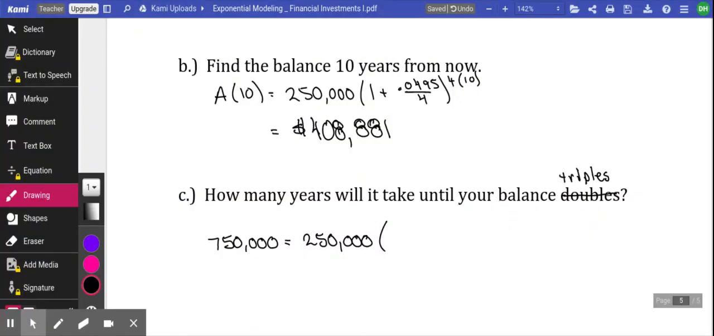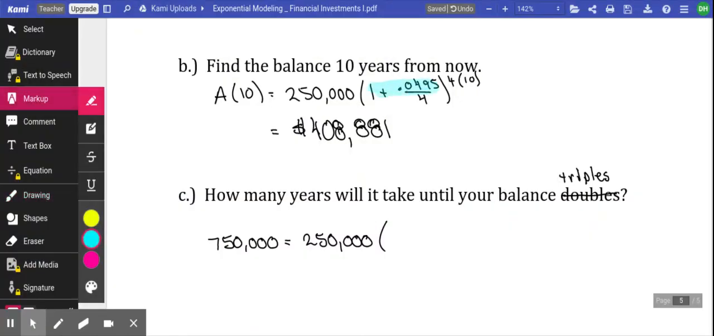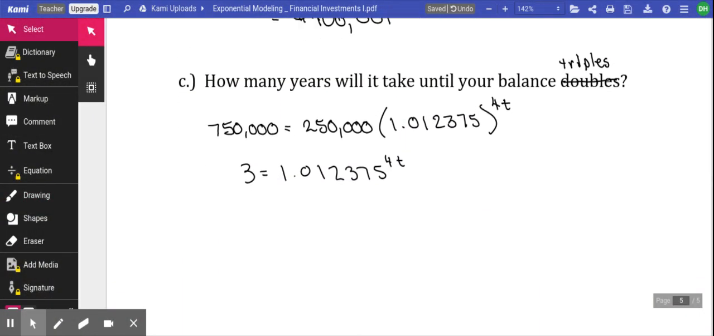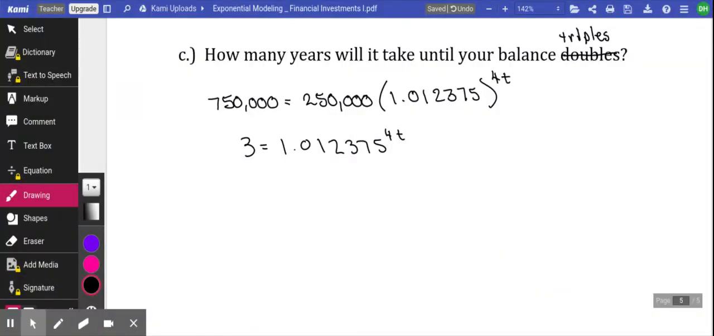And okay, typing in this portion into my calculator, I got 1.012375. Be careful, we don't want to round anything off at that point. We need to carry all those decimals. So the first thing we're going to do is we're going to divide both sides by 250,000. Giving us just a nice clean 3, which makes sense because we're tripling. Then we'll take the log of both sides.